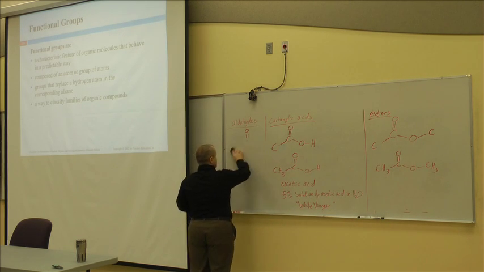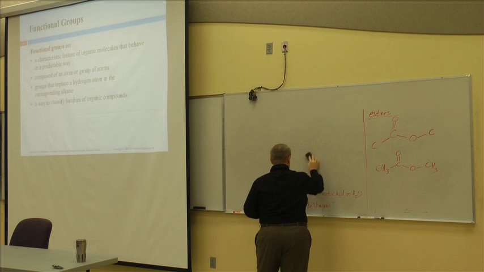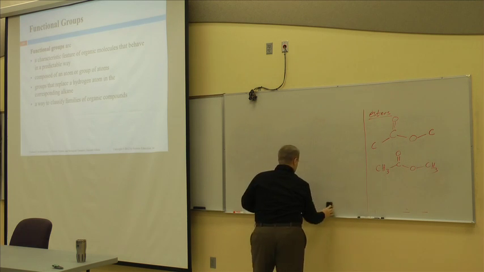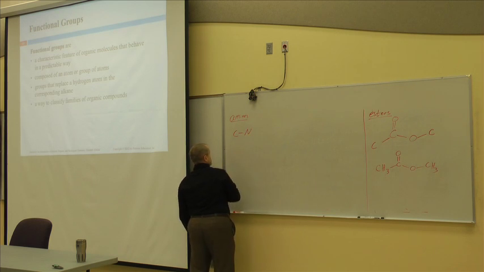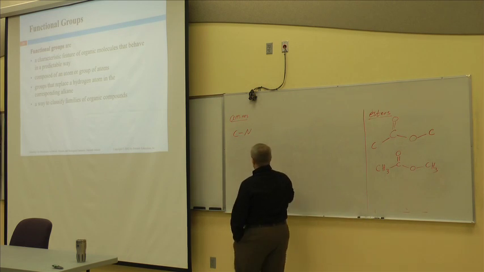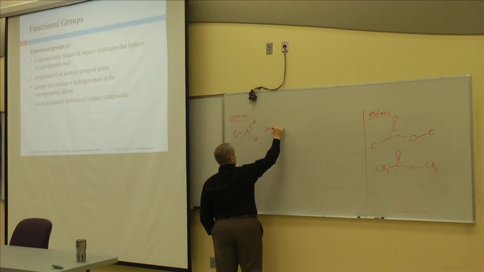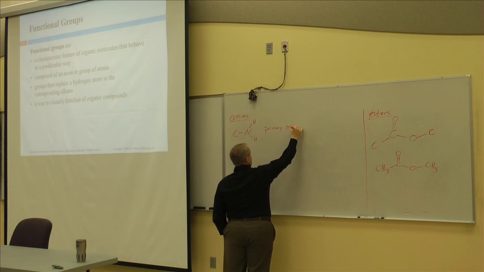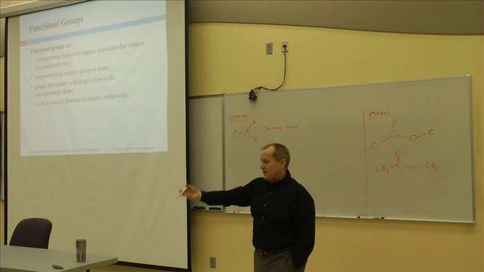Okay, what else we got? We got esters. There's a lot of them. I'm just trying to think of the cool ones. Amines. Carbon bonded to N. That's an amine. Now, you could have a primary amine. Now, it's a primary amine because it only has one carbon and two hydrogens attached to the nitrogen. That's called a primary amine.